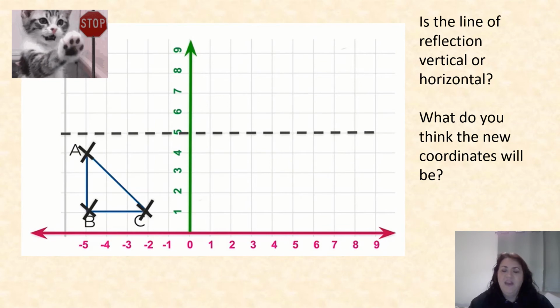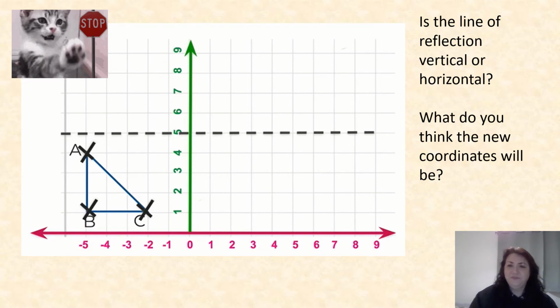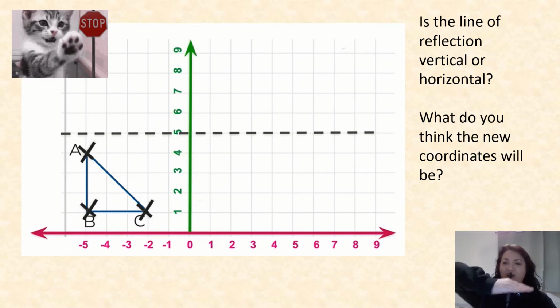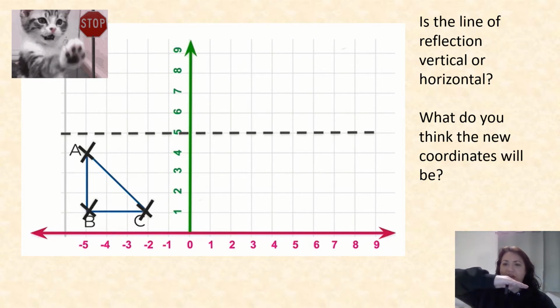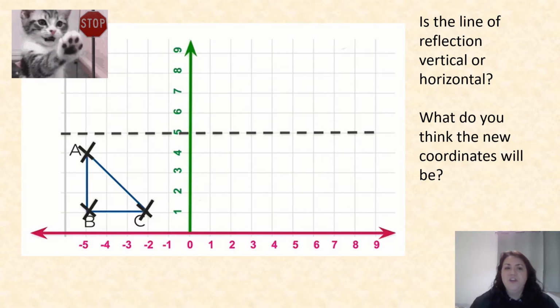Okay. Is this line of reflection vertical or horizontal? Think about the clue I gave you earlier. Okay, it's like the horizon, isn't it? It's horizontal. So what do you think the new coordinates will be if we were to reflect this shape? Now, the cat is in the way at the moment, so you might have to do a bit of imagining. I obviously put him in the wrong place. But pause the video and write down what you think the new coordinates would be.